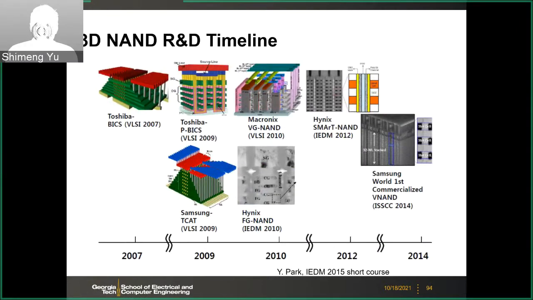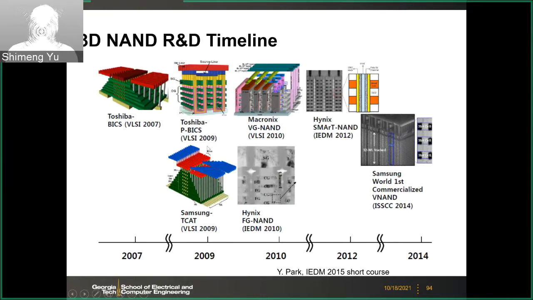So let's review the 3D NAND flash R&D history. The 3D NAND flash was first introduced by Toshiba in 2007 at the Symposium on VLSI Technology. And this is called BiCS structure. This is the first paper that reported the 3D NAND flash. And we will review this paper in more detail in the next few slides because this is very important as the first work to introduce the 3D NAND flash.